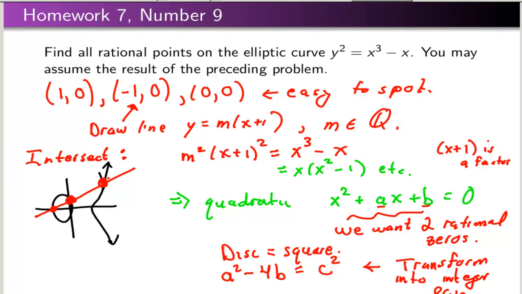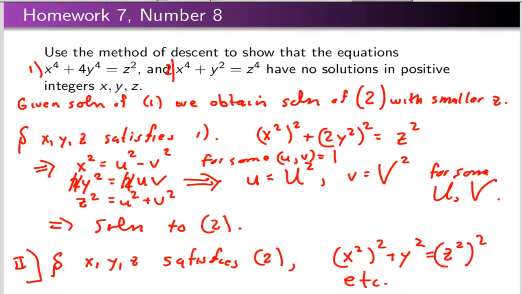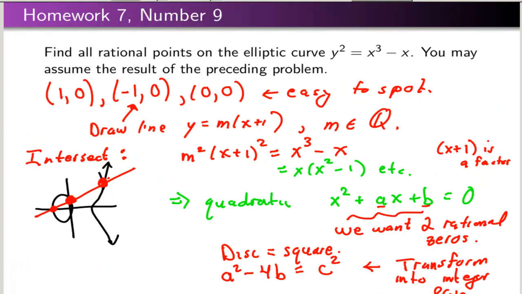And out should pop up one of these 2 types of equations that needs to be solved in order for that discriminant to be a perfect square. But these have no solutions in positive integers. That's going to tell you that there aren't a whole lot of rational points on this curve.